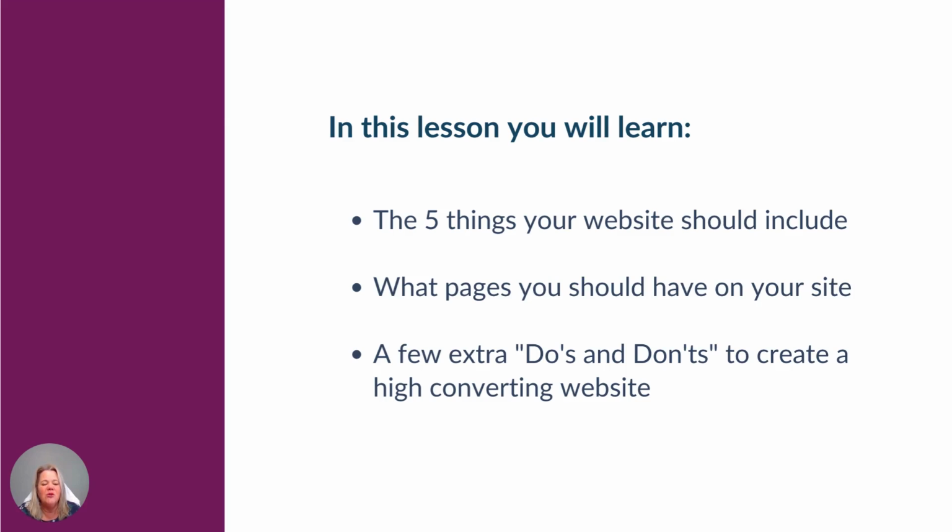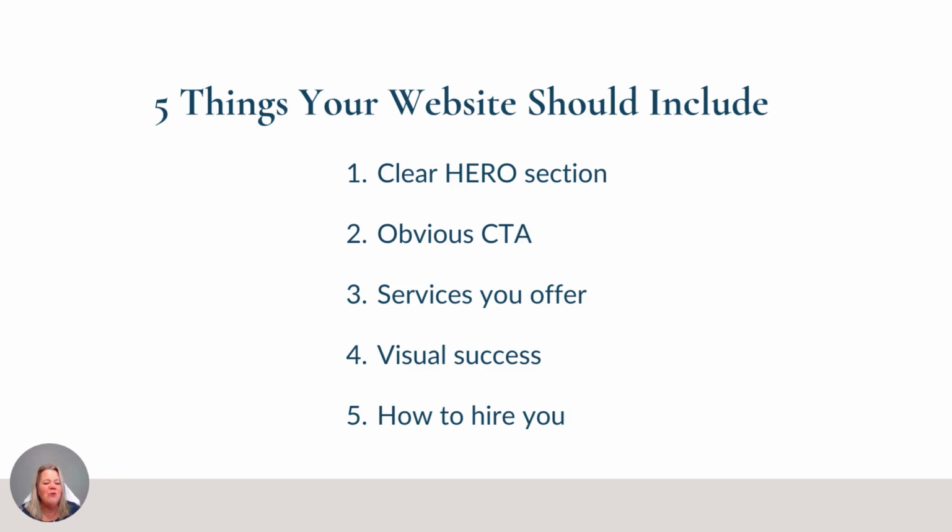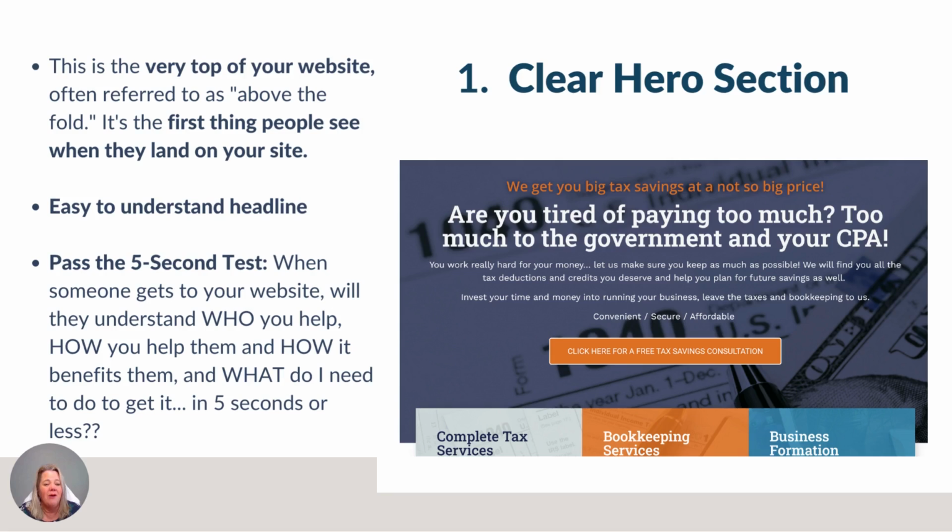In this lesson, you're going to learn the 5 things your website should include, what pages you should have on your website, and a few extra do's and don'ts to create a high converting website. Let's start with the 5 things your website should include. You should have a clear hero section, an obvious call to action, tell us what services you offer, show visual success, and how someone can hire you.